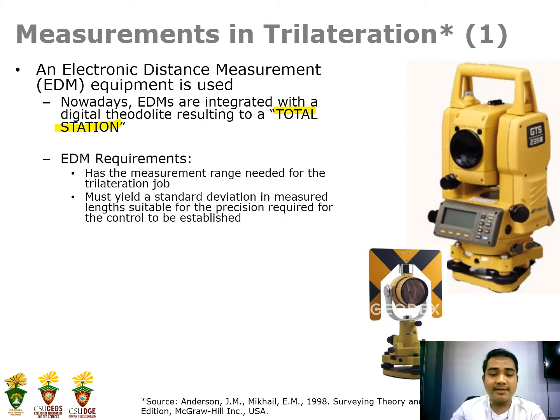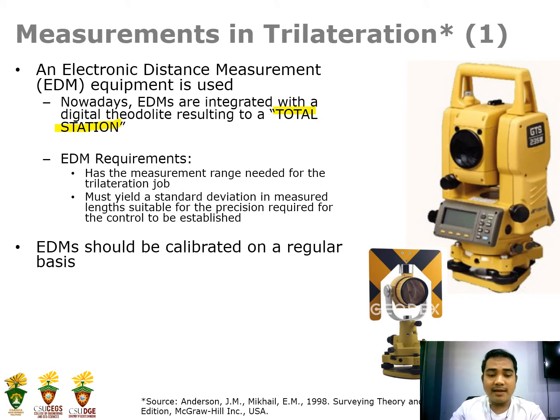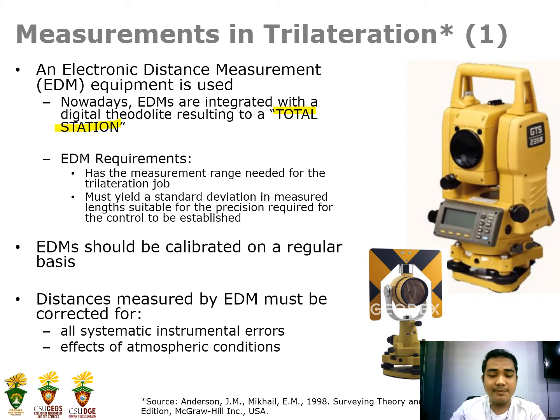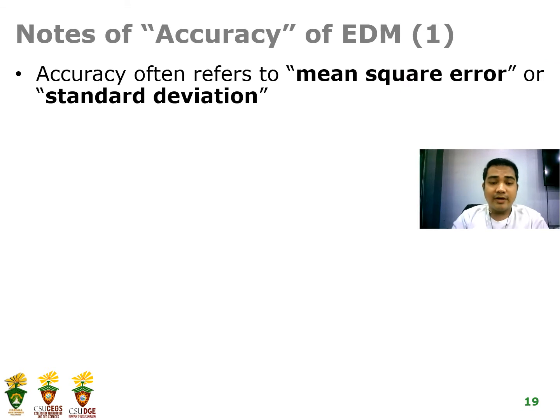And EDM requirements has a measurement range needed for the trilateration job, so dapat makakompute siya og distances and makakuha po siya og angle. Must yield a standard deviation and measurement lengths suitable for the precision required for the control to be established. And EDM should be calibrated on a regular basis. So si EDM is dapat every 3 years i-calibrate siya. And the distances measured by EDM must be corrected for all systematic instrumental errors, effects of atmosphere, and effects of atmospheric conditions. Let's go to the notes of accuracy of an EDM.